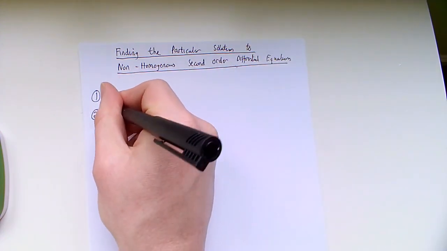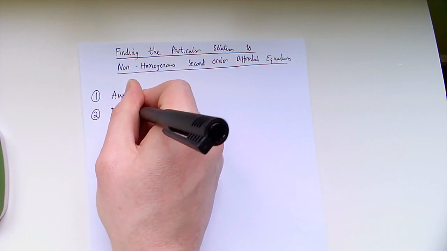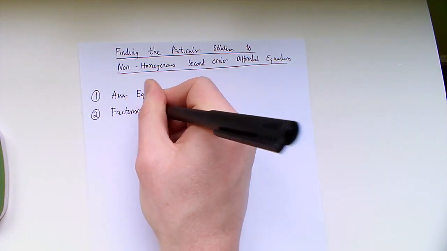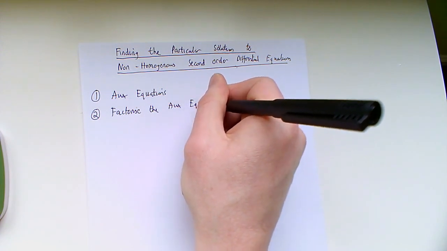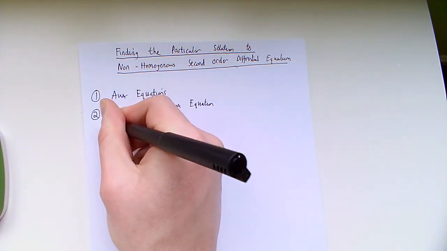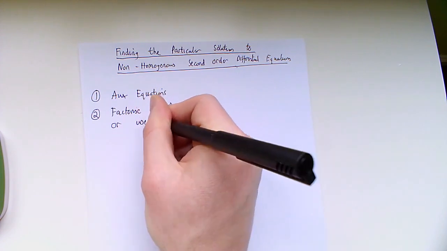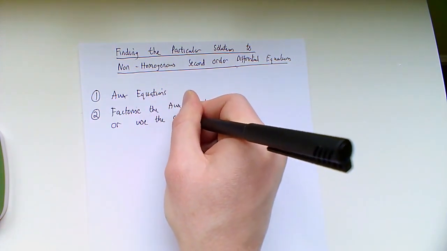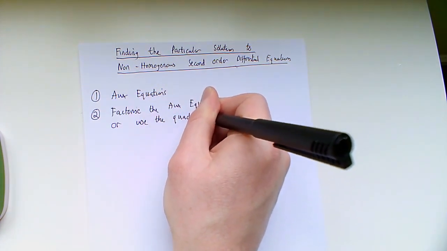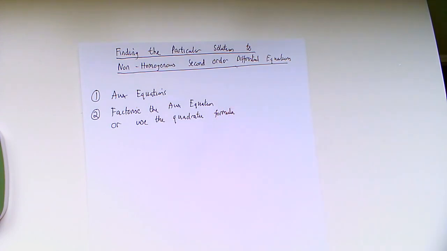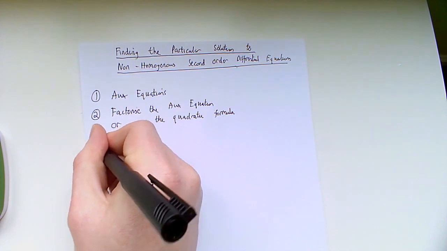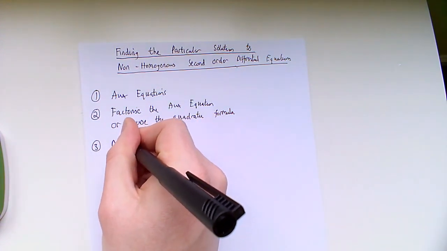And step 2, we're going to factorise the auxiliary equation, or use a quadratic formula. Okay, now step 3, decide which case we have.